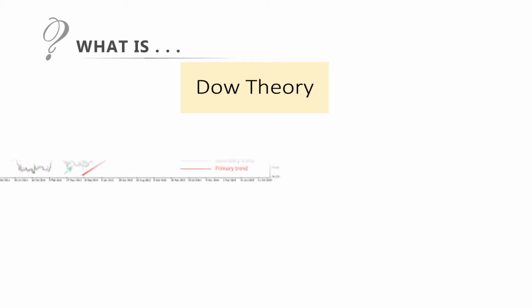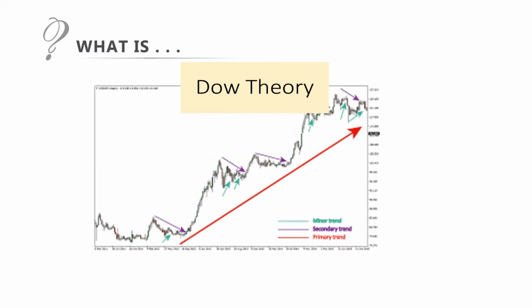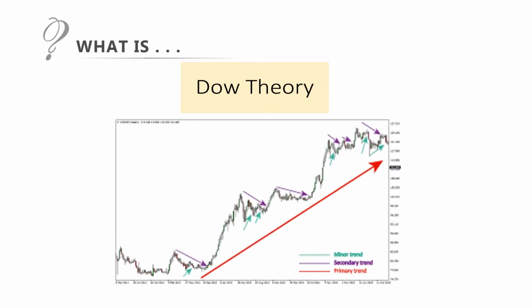What is Dow theory? The Dow theory is the most well-known theory explaining price trends. It is generally used to explain the overall market, although it can be used to explain securities and indexes. Let's learn further.